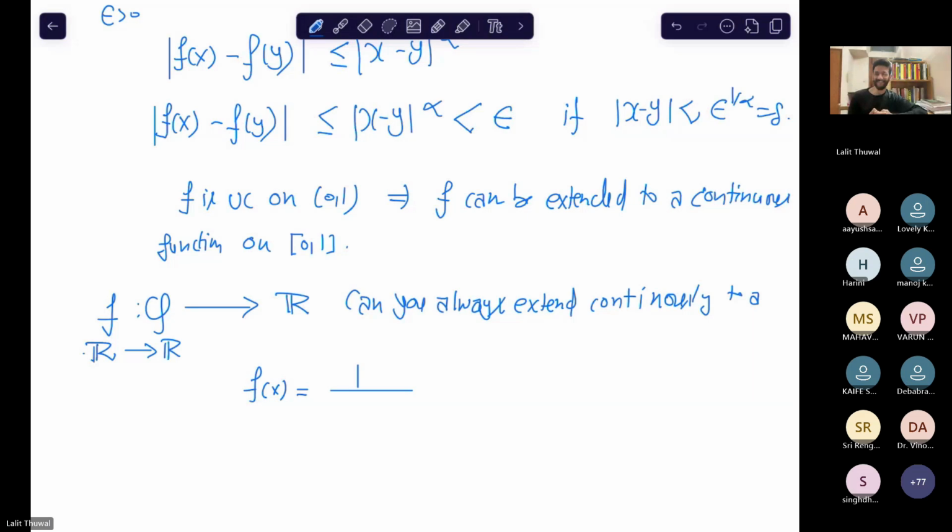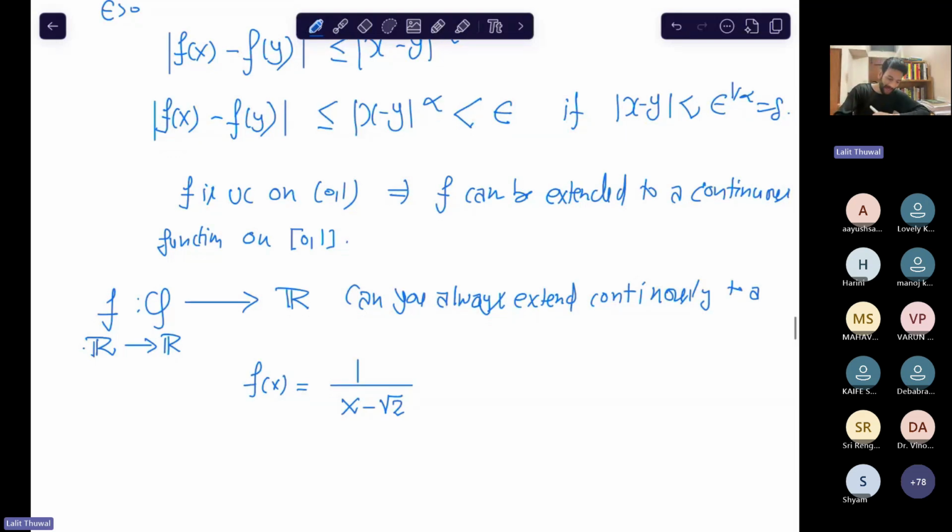Sir, 1 upon x minus any irrational number. Right, 1 upon x minus any irrational number. So this cannot be extended to a continuous function because the limit at root 2 does not exist. But now suppose I say that you have a function f from Q to R and that can be extended to R uniquely. Sorry, not uniquely.